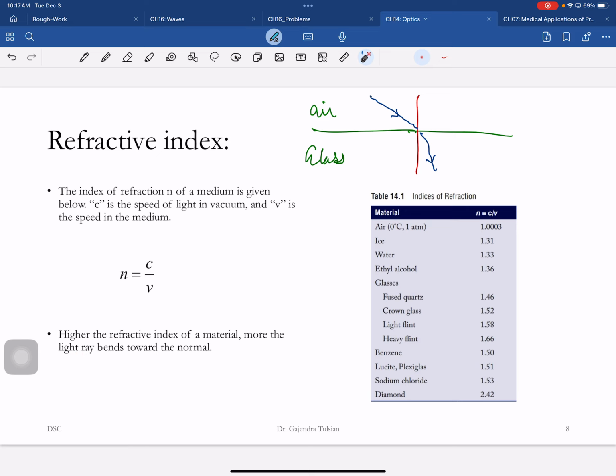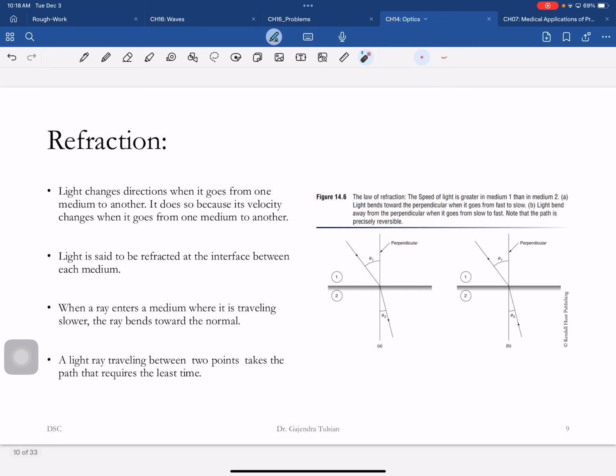So these are the common refractive indices that you find at an optometrist, 1.4 to 1.67. And that's the most expensive lens. Again, refraction is changing direction. When a ray enters a medium where it's traveling slower, the ray bends towards the normal. And when it's traveling faster in the medium, it will bend away from the normal.